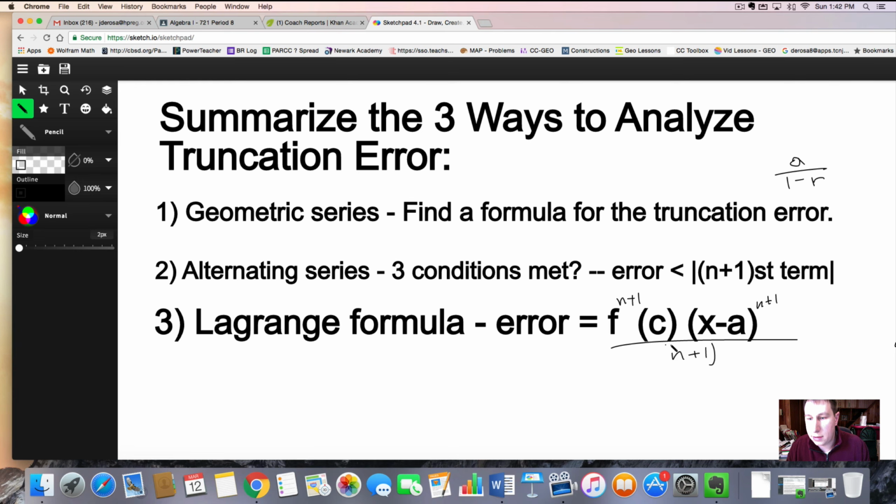So the error is equal to that, and we're not really going to know what this c is, but we're given a way. The goal is to bound this term, and then we can find a maximum or an upper bound for the error. We don't know exactly what the error is, but we know it's no bigger than some other number. And those are the 3 ways to analyze truncation error with series.